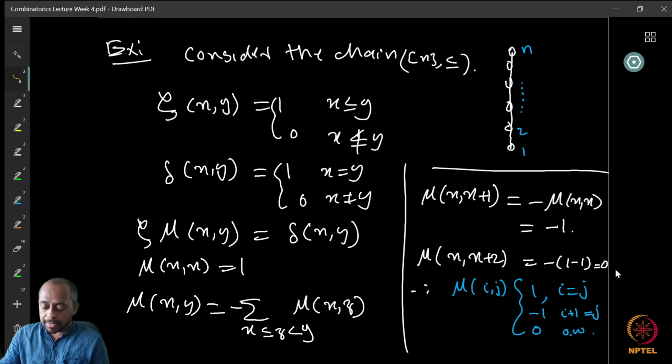And if you continue this, you can see that because this sum is 0, this dissolves, and you will get all the subsequent entries to be also 0. So therefore we can see that mu of i comma j is 1 if i is equal to j, is equal to minus 1 if i is equal to j minus 1, or i plus 1 is equal to j, and 0 otherwise. Okay, so we computed the Mobius function of the chain.